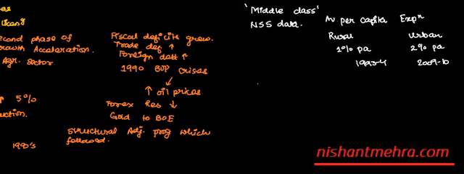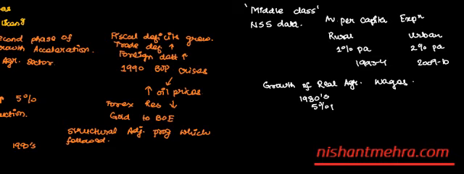And then if you look at the growth of real agricultural wages in the post-reform period, in the 1980s, real agricultural wages grew by around 5% per annum, falling to about 2% per annum in the 1990s, right? And in the 2000s, it was virtually zero. So there's a declining trend.